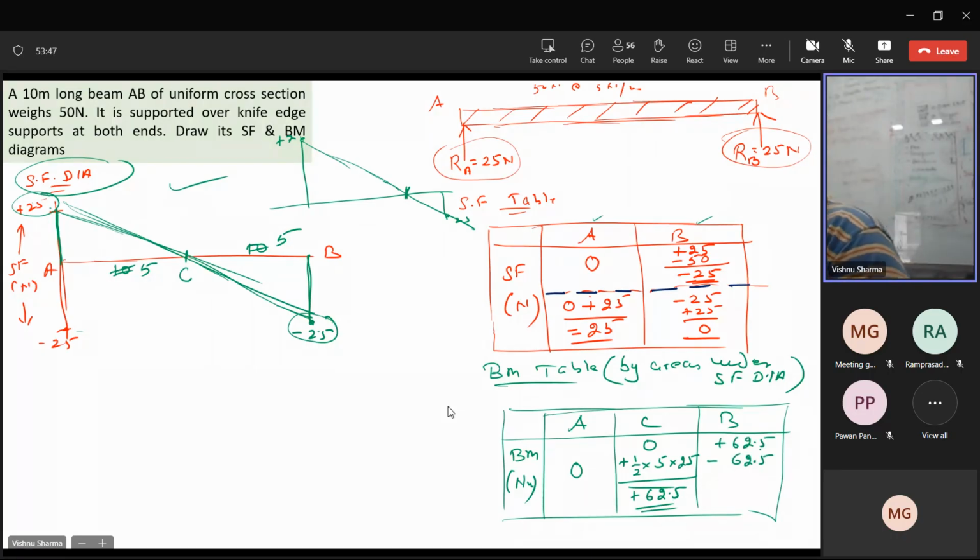At B it is 62.5 because it is exactly the same triangle and becomes 0. I don't have to calculate again there. And this becomes the BM table. First, everybody has to confirm to me that they are okay up to the BM table. Any questions up to the BM table before we go to the BM diagram?